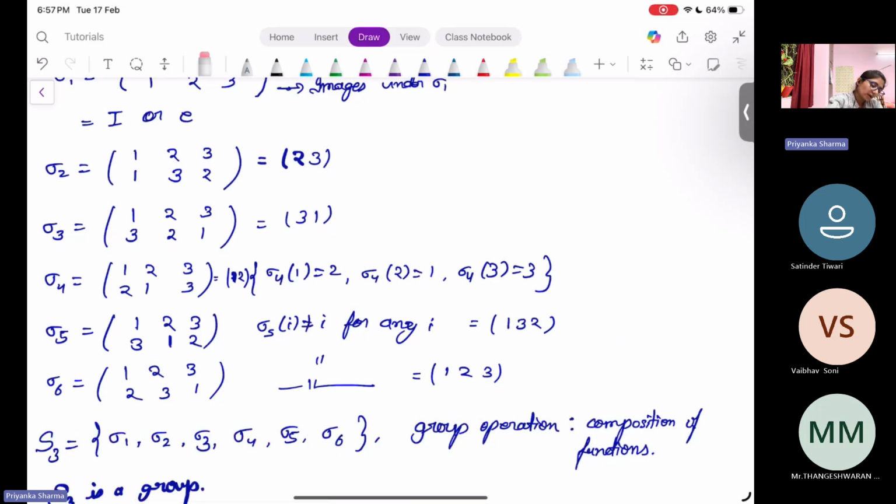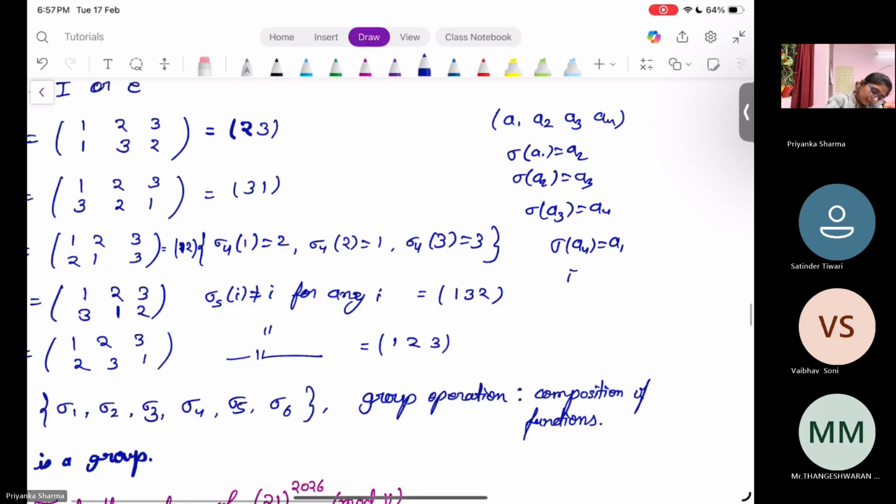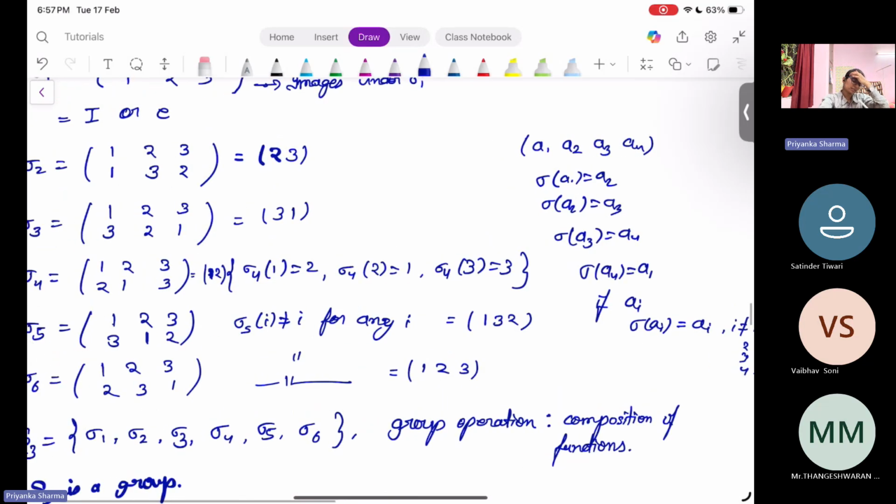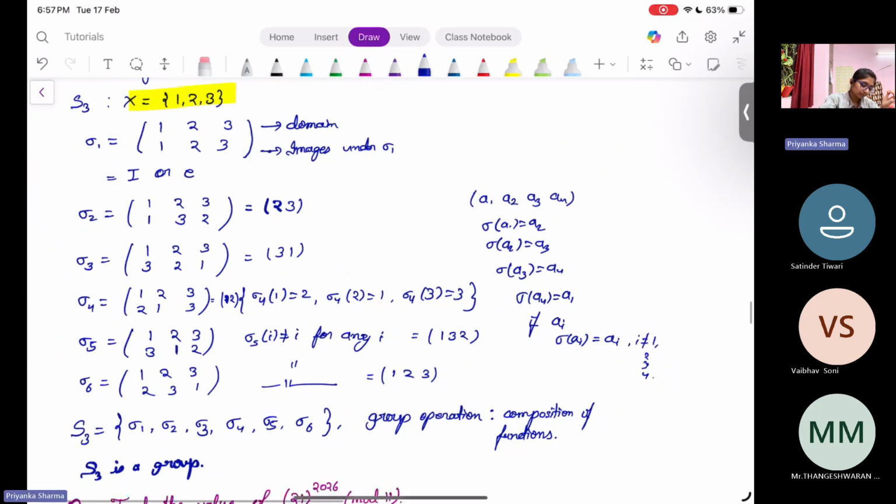So if you have a permutation given by, say, (A1 A2 A3 A4), it means sigma of A1 is A2, sigma of A2 is A3, sigma of A3 is A4, and sigma of A4 is A1. And if there is another Ai, then sigma of Ai will be Ai for i not equal to 1, 2, 3, and 4. So this is the meaning and this is the way we denote it. Is it clear?